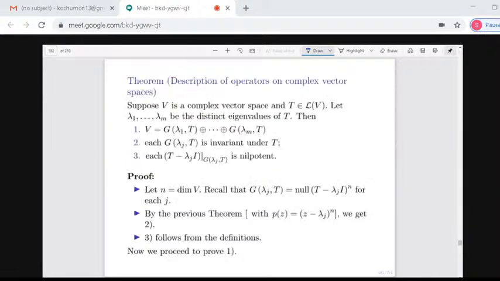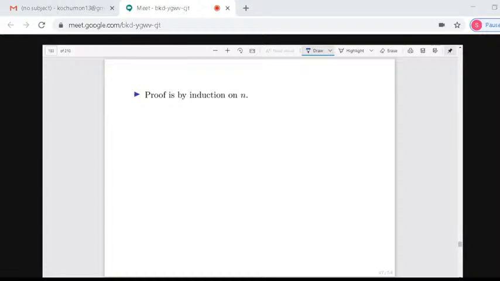What we have to show is that this direct sum is complete. This direct sum completes V. We prove it by induction. Let us take this, I think, a little long proof. The proof is by induction. Let n be equal to 1. Then T v is equal to lambda v.